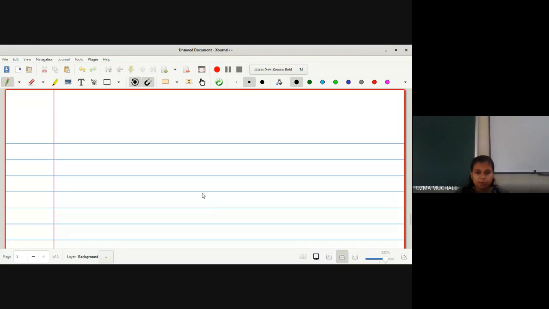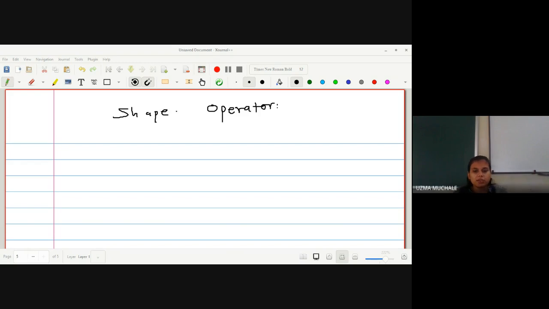Okay, shape operator. The name itself suggests the meaning: you have to find out what the shape of the surface is. Somewhat difficult to understand, but no doubt you should have an imagination if you want to study the differential geometry paper. Apart from 3D imagination, we have no other option. Okay. So what is the meaning of shape operator here?